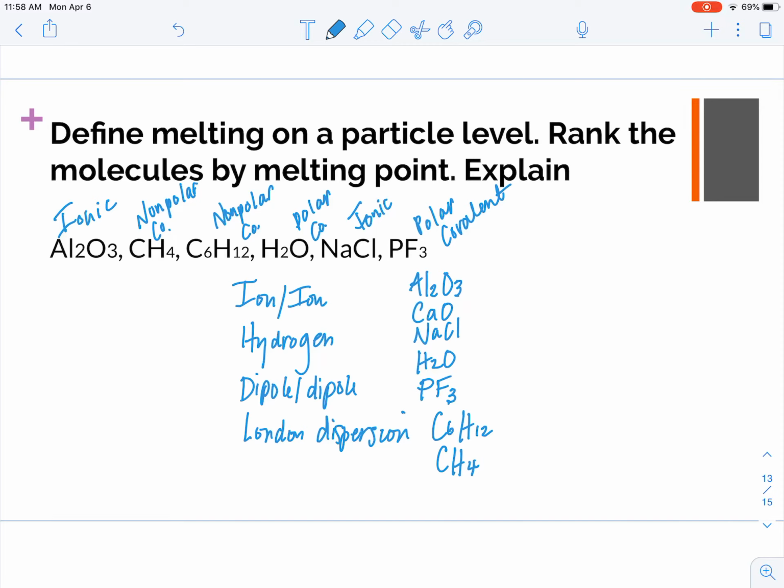So here you go. We've ranked these based on type of particle, intermolecular forces, and melting point.